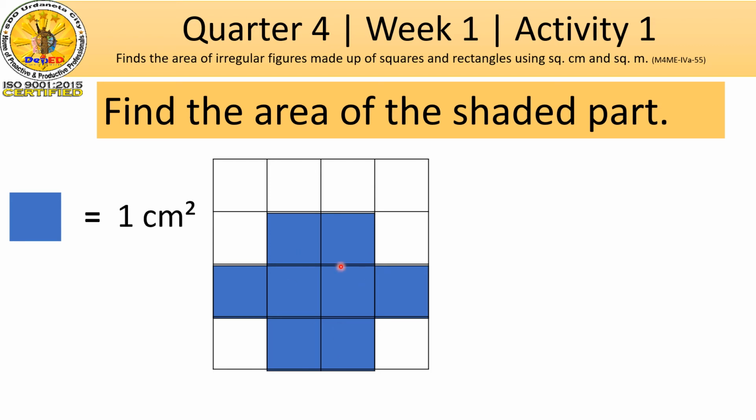Okay, another example. Let us find the area of the shaded part. What is the shape of this? It's like a cross. One unit or one box is equal to 1 square centimeter. And again, what are we going to do? We're just going to count. 1, 2, 3, 4, 5, 6, 7, 8. How many square units make up this cross or this shape? There are 8 square units. So, it's equal to 8 square centimeters. That is the area of this cross.